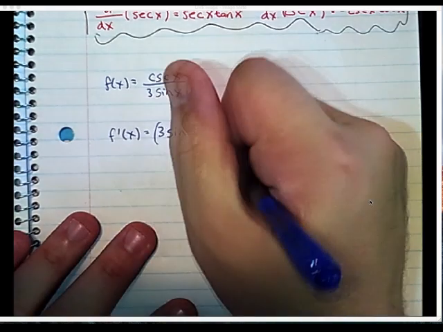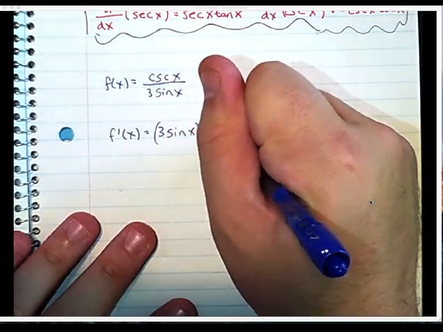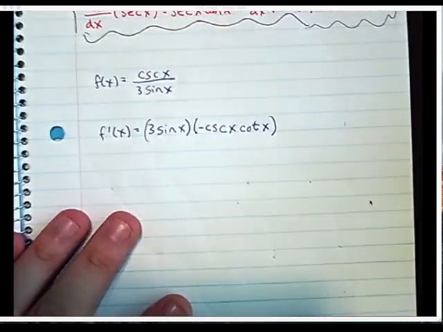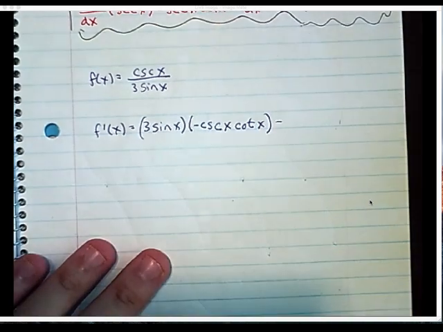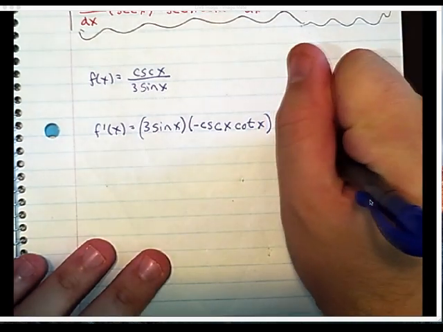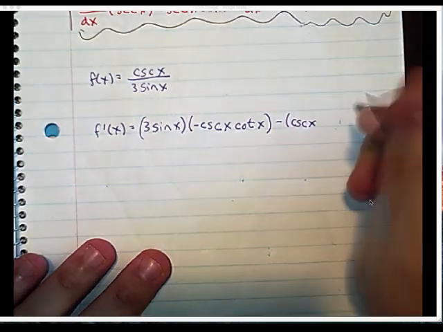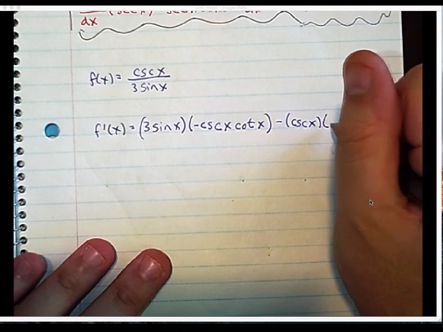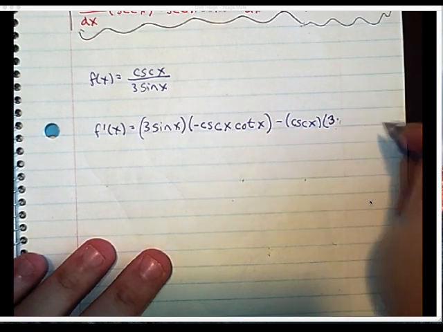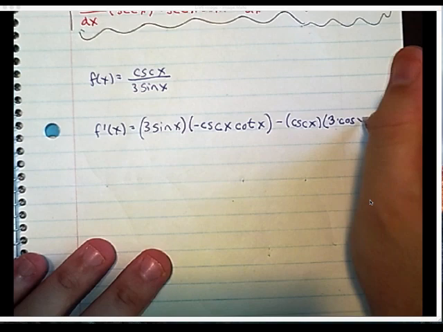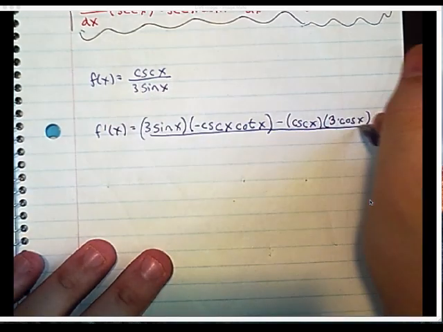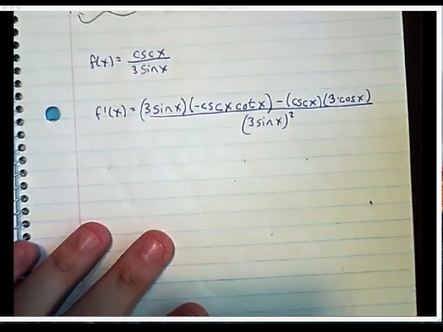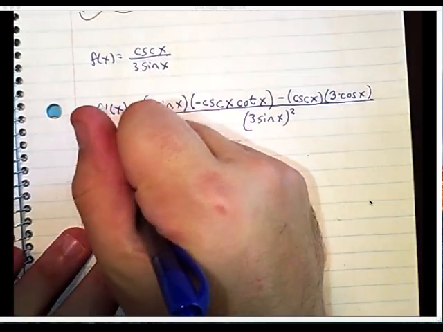Okay. D high, what's the derivative of cosecant? That's negative cosecant cotangent, minus high derivative of low. So the derivative of 3 sine of x, the 3 stays, and the derivative of sine is cosine. All over low quantity squared. So let's see what happens here.